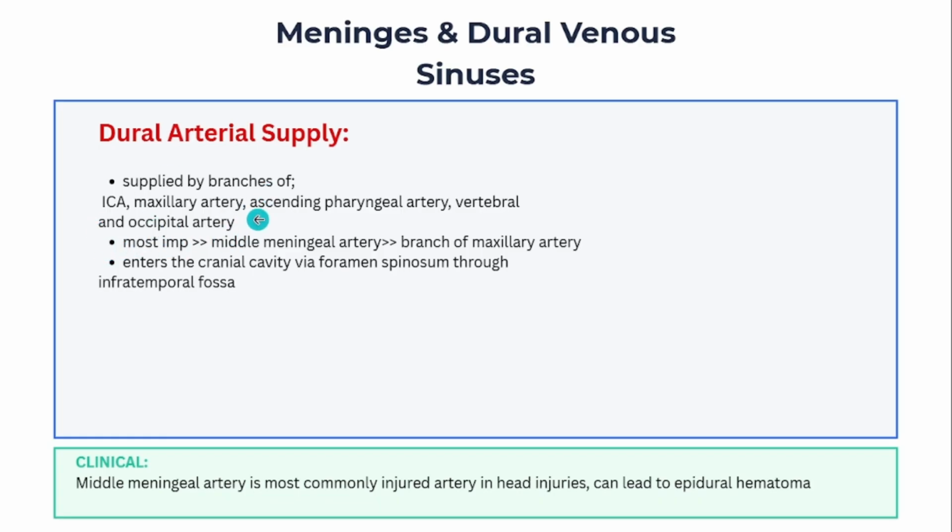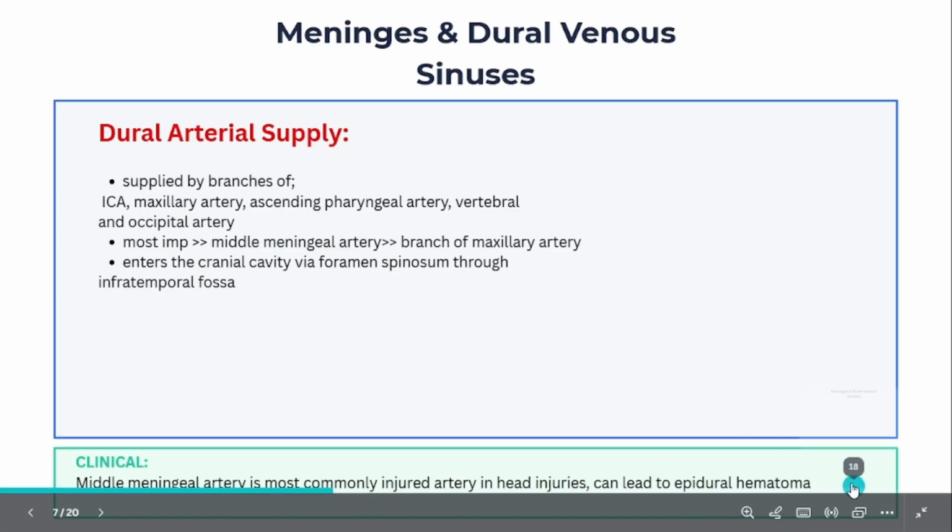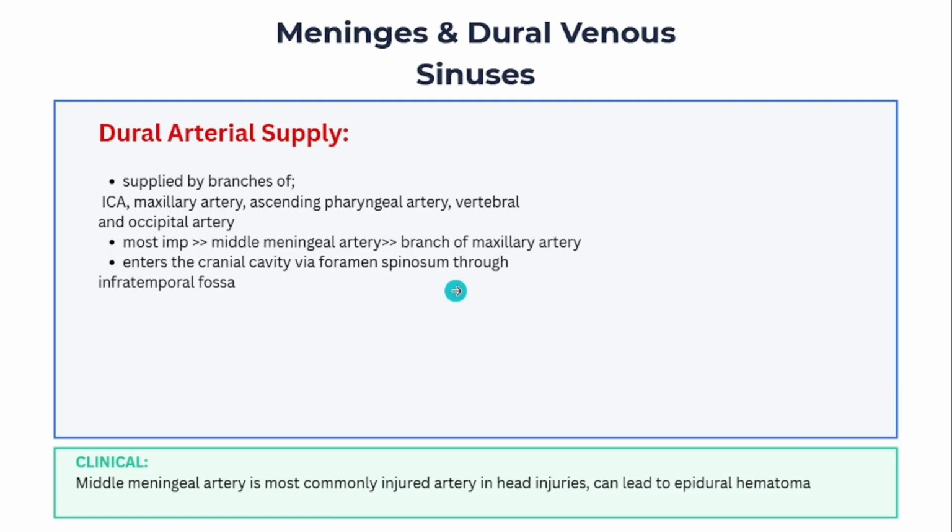Now the most important artery over here is the middle meningeal artery, which is a branch of the maxillary artery, and it enters the cranial cavity via the foramen spinosum through the infratemporal fossa. Now this middle meningeal artery is the most commonly injured artery in head injuries. For example, if someone is hit hard on the side of the head at the pterion point, this middle meningeal artery is most likely to get injured, and the blood comes out of it, and it can cause epidural hematoma. So it's very serious clinically, you should remember, very important.